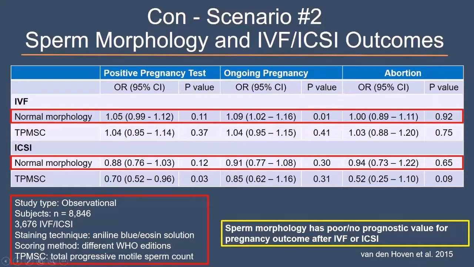In another study, Van den Hoven, 2015, basically confirmed this in separate investigations for IVF and ICSI, and for morphology, there was basically no significant relationship for pregnancy, ongoing pregnancy, and abortion, and only here for the total progressive motile sperm count after ICSI, that was a bit significant, and here also for normal morphology. But if you look at the odds ratio, they are not great. So these authors then also concluded that sperm morphology has poor or no prognostic value for the pregnancy outcome after IVF or ICSI.